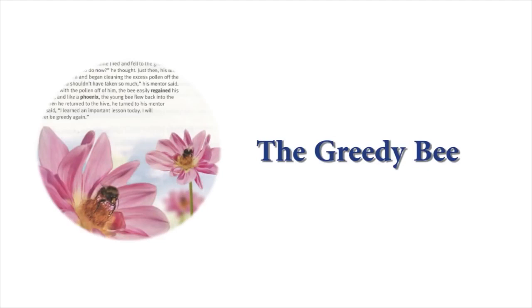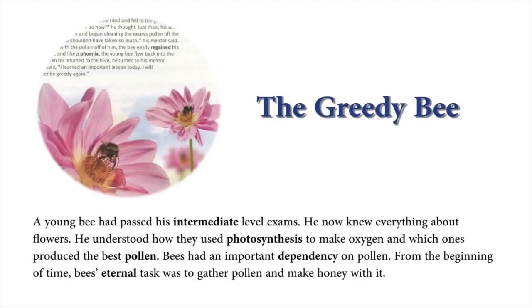The greedy bee. A young bee had passed his intermediate level exams. He now knew everything about flowers. He understood how they used photosynthesis to make oxygen and which ones produced the best pollen. Bees had an important dependency on pollen. From the beginning of time, bees' eternal task was to gather pollen and make honey with it.